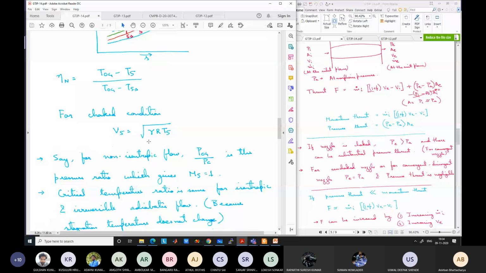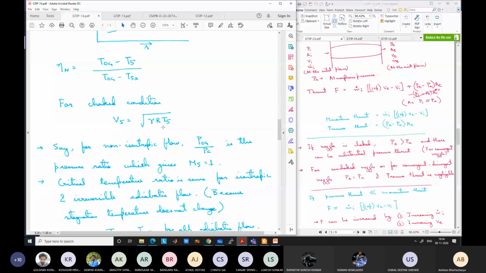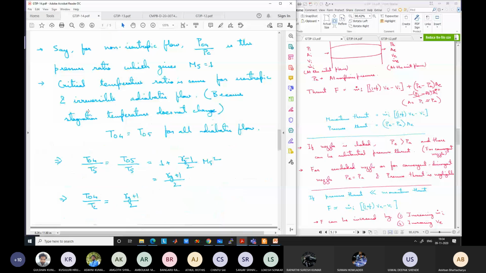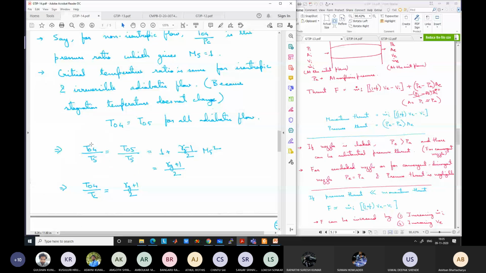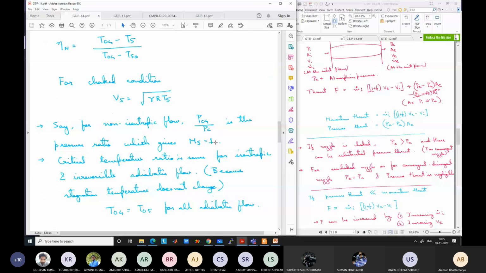So the next point is how to find T5. For calculating T5, T04 is equal to T05, as we have discussed. For the isentropic adiabatic case, stagnation temperature remains constant. So T04 by T5 is equal to T05 by T5, which is equal to 1 plus (gamma minus 1) by 2 into M5 squared. This is the general relation. M5 in this case is equal to 1. Mach number is 1. So you replace 1, you get (gamma plus 1) by 2. So T05 by T5 is (gamma plus 1) by 2.